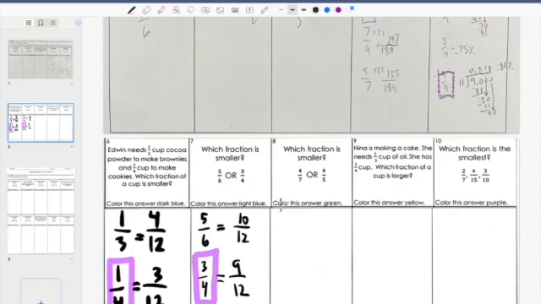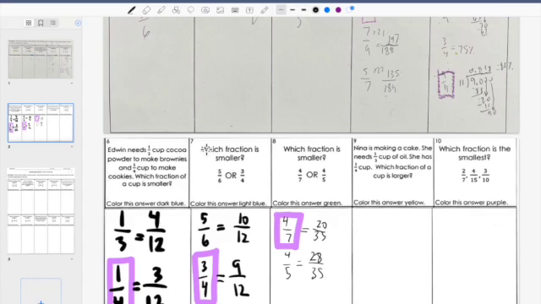Which fraction is smaller? 4/7 or 4/5. Okay, least common denominator is 35. 5 times 7 is 35. So 4 times 7 has to be 28. 7 times 5 is 35, so 4 times 5 is 20. The smaller fraction is clearly 20/35 or 4/7. Cool.